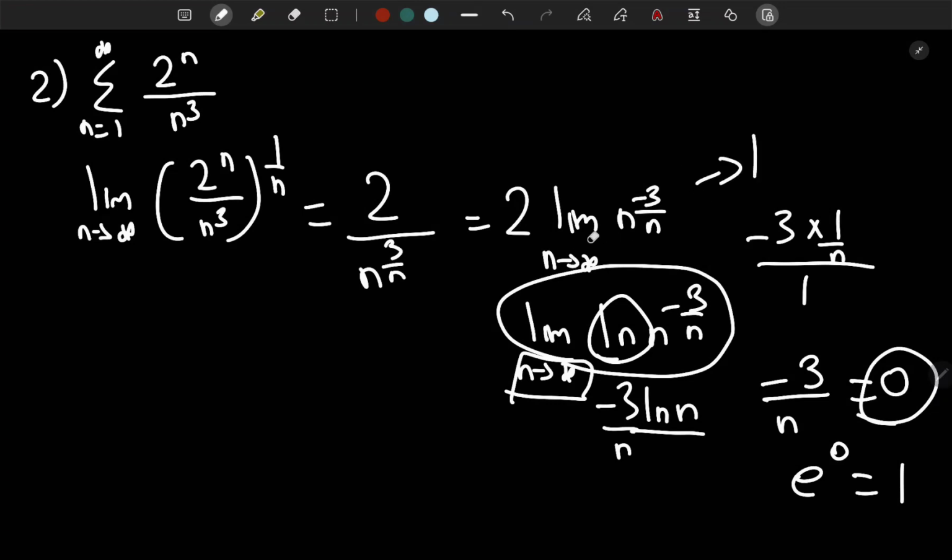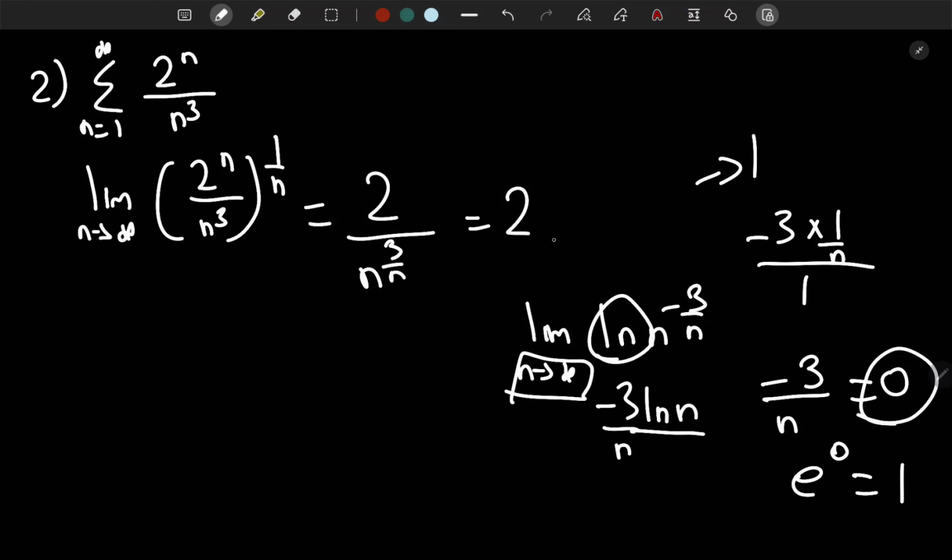Now we have 2 outside, so don't forget about that. 2 multiplied by 1 is equal to 2, which is more than 1, which means that it is diverging.